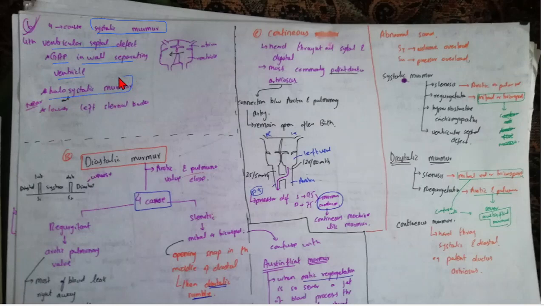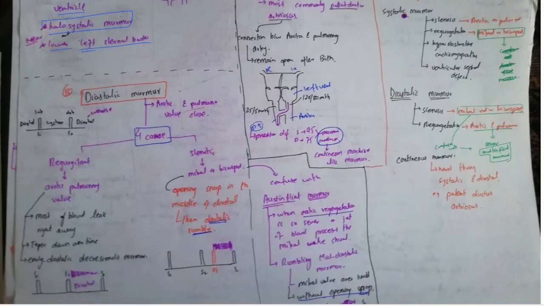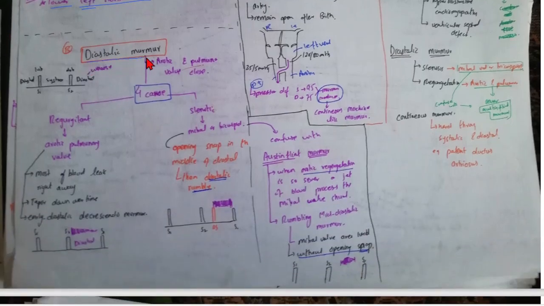It is also a holosystolic murmur at the lower left sternal border. The lower left sternal border is here. This is the septal defect, and due to the septal defect, the systolic murmur can also be heard here. Now the second thing is diastolic murmur.